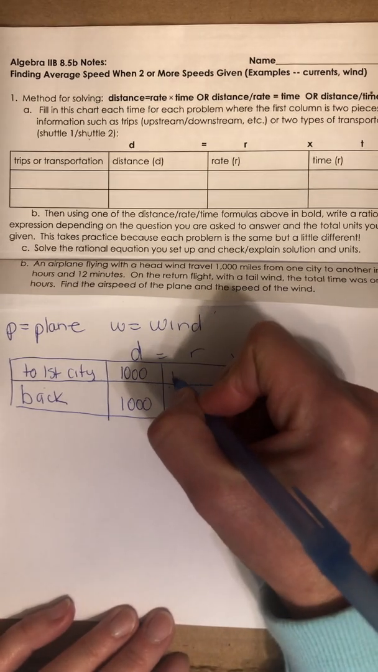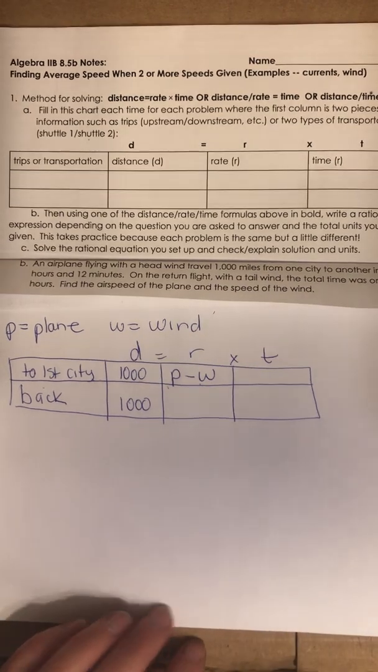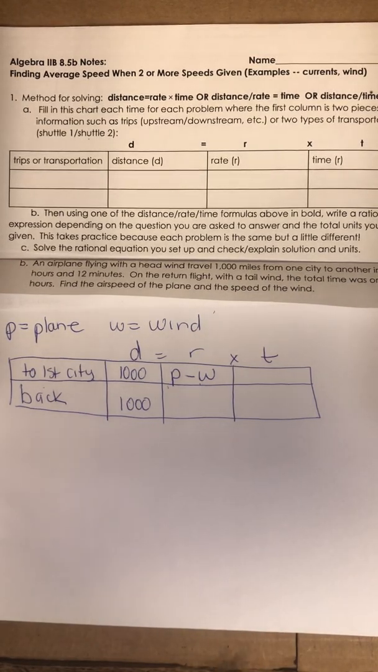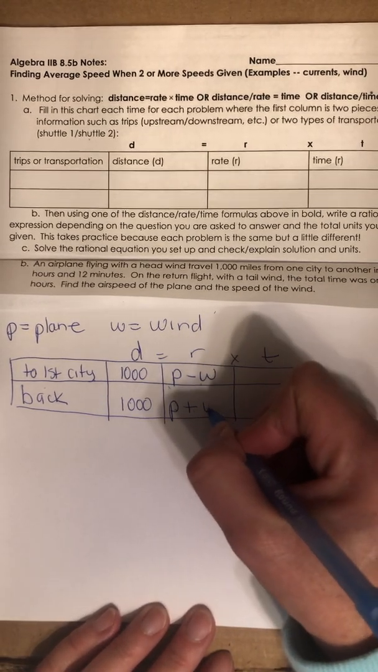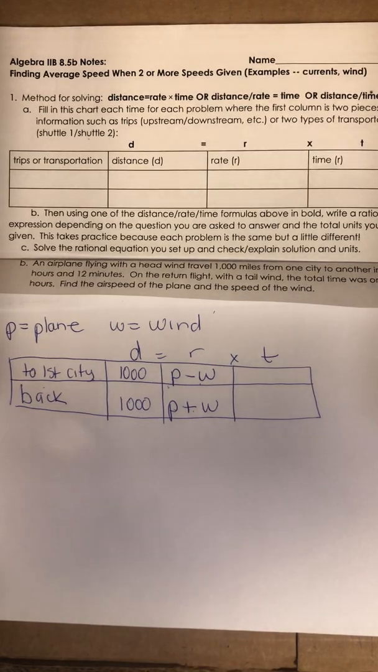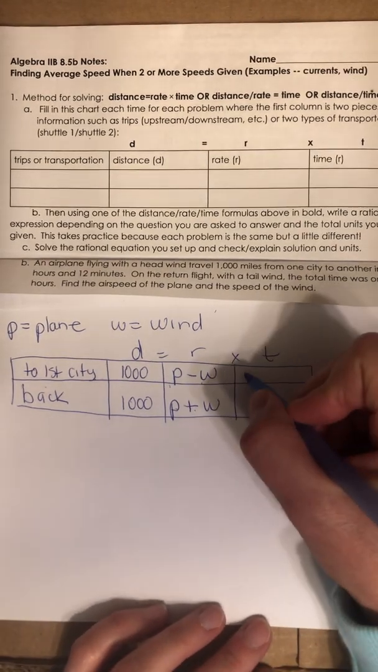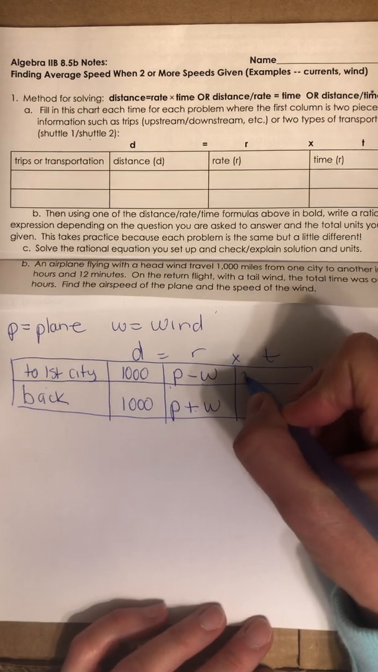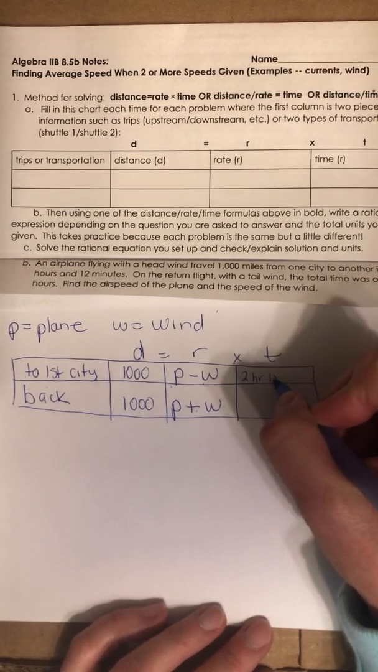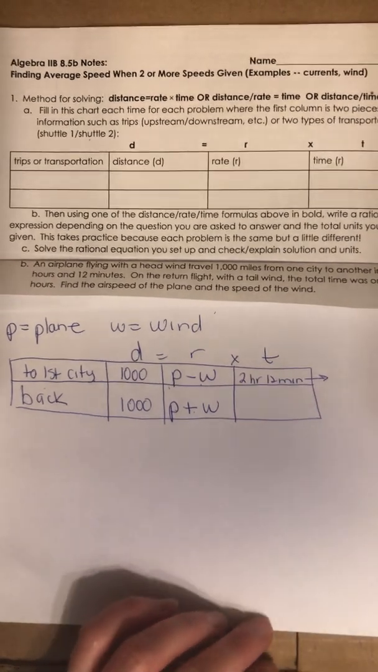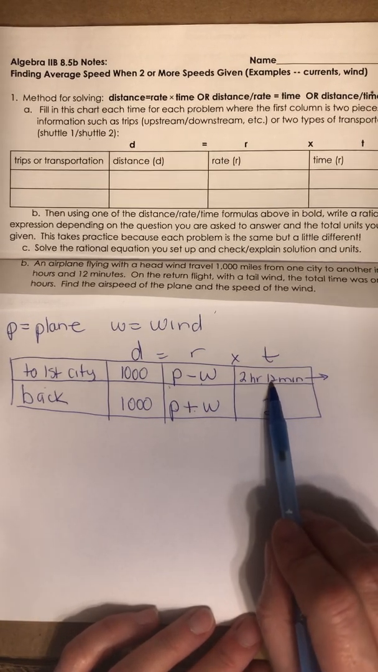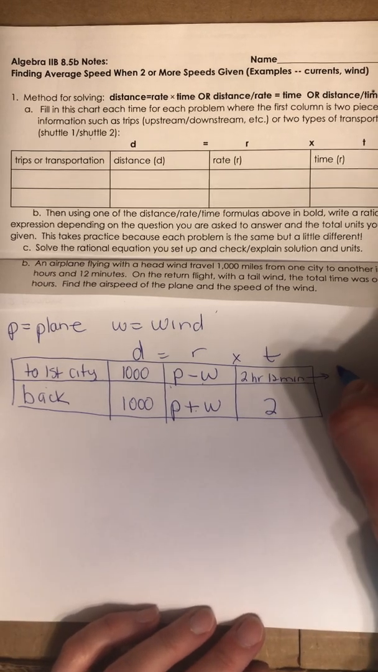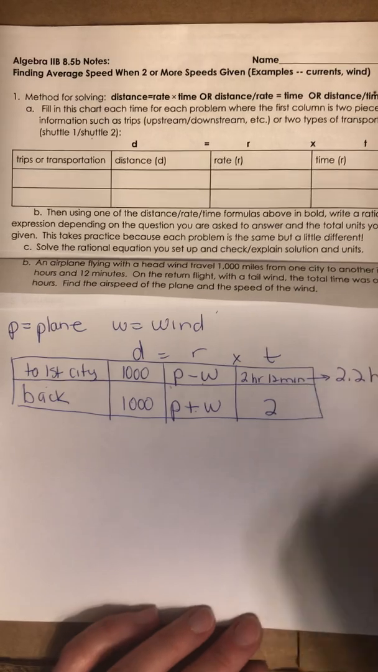So it's the plane speed, and we subtract the wind speed because it's working against the plane. On the way back then, the wind is helping the plane, so that's P plus W equals the total rate. And they give us the time. So this is 2 hours and 12 minutes. We're going to have to fix that because we need a decimal. And on the way back, it only takes 2 hours. Notice that 12 minutes is 1/5 of an hour, which is 0.2. So this is 2.2 hours as a decimal.